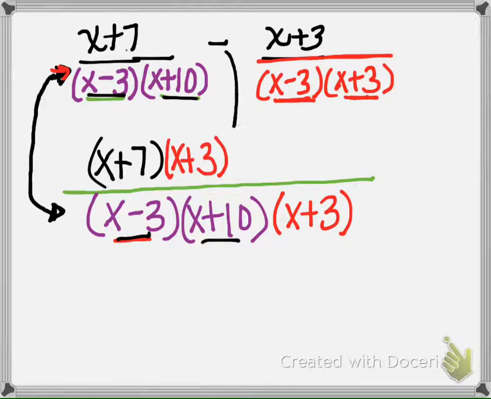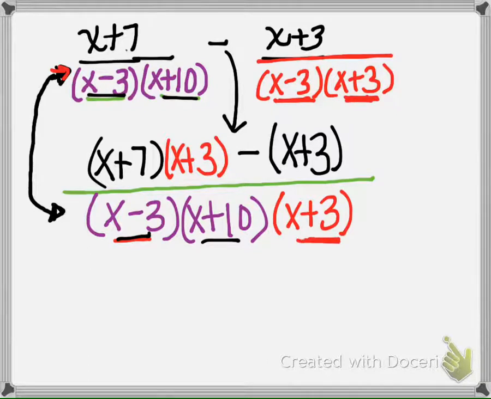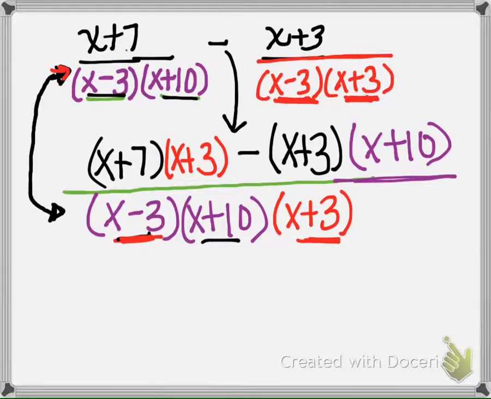And then we're going to bring down the minus, and then the x plus 3 is together, so we put parentheses. And then we ask ourselves what is missing. So it has the x plus 3 here, has the x minus 3 here, but what's missing is the x plus 10. So that is what I'm going to multiply the x plus 3 by. So now we need to simplify all of this.